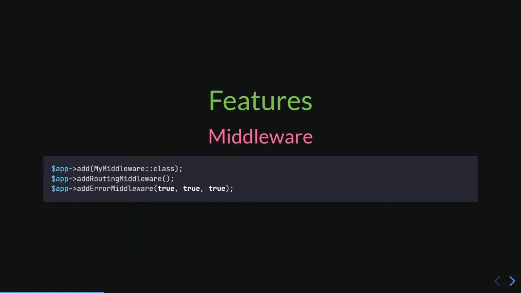You can build your application with middlewares to change the HTTP request and response objects around your Slim app. Slim comes with its own middleware classes for routing and error handling. You can also implement and add your own middleware.